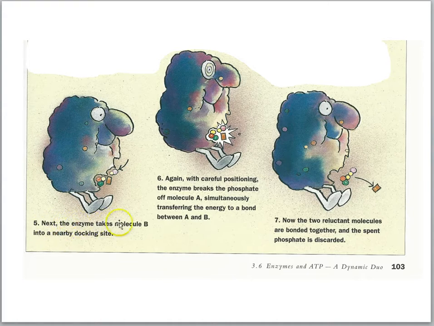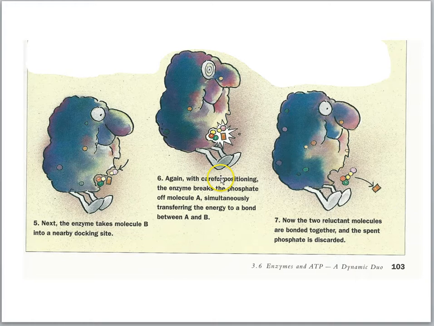Next, the enzyme takes molecule B into a nearby docking site. So here we have molecule A. Molecule B binds nearby. And what the protein is going to do then, it's going to transfer ultimately the energy of ATP, now the phosphate linked to molecule A, transfer the energy of that chemical bond to make the new chemical bond between molecule A and molecule B.